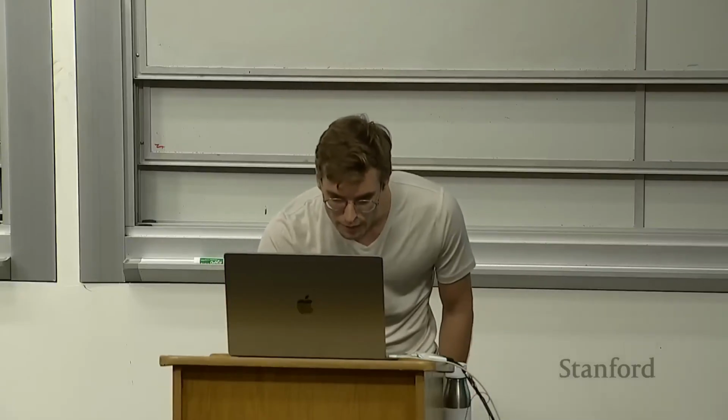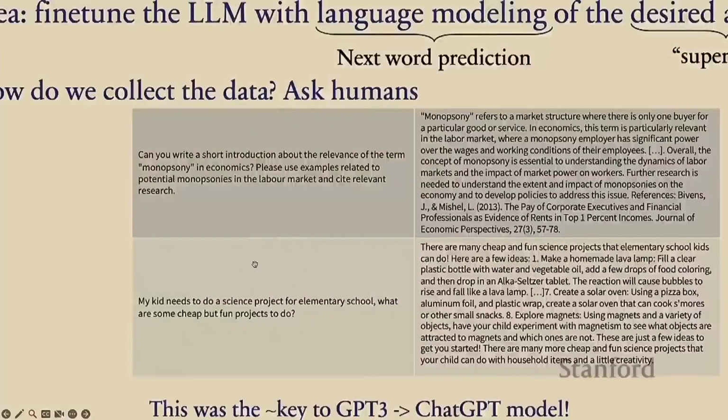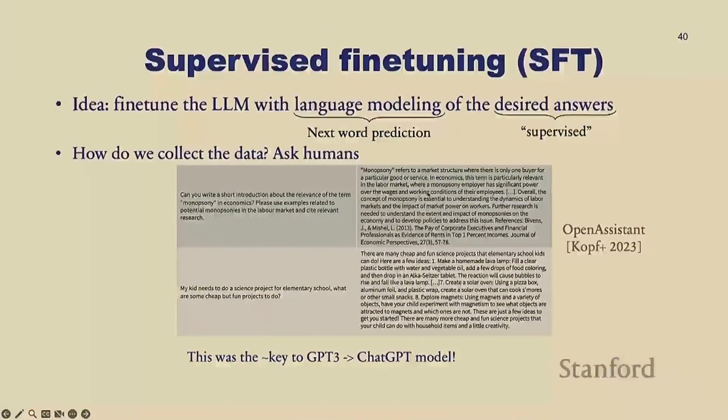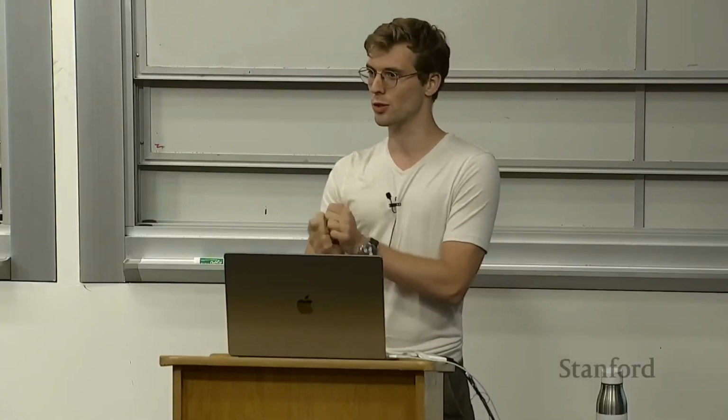So this is an example. Sorry, I can't read very well on my computer, but let's read this one. Can you write a short introduction about the relevance of the term monopsony? And then it says monopsony refers to a market structure, blah, blah, blah. And that's a human that wrote that. Actually, this is Open Assistant, which was a way to collect data online from humans. This type of supervised fine-tuning or alignment is really the key of ChatGPT. This is what made the big jump from GPT-3, which was mostly something that was known by AI researchers, to ChatGPT, which became known by basically everyone.